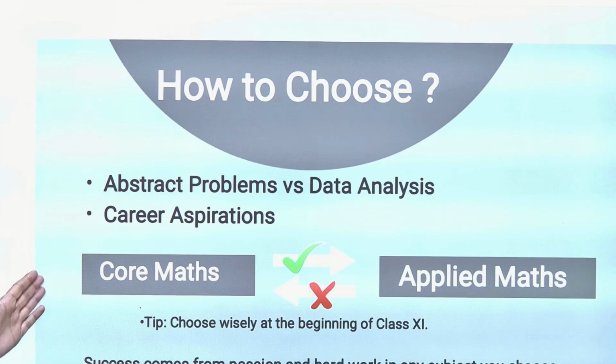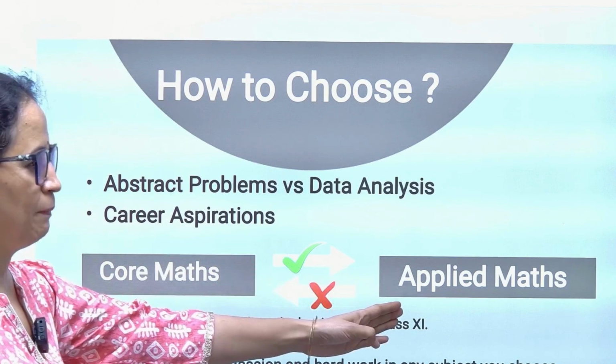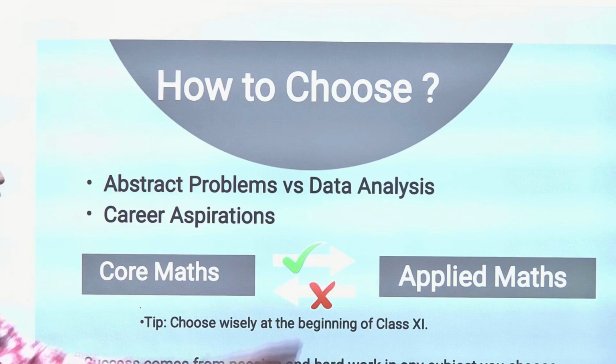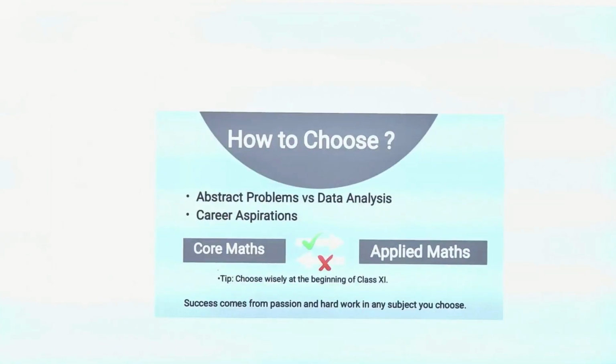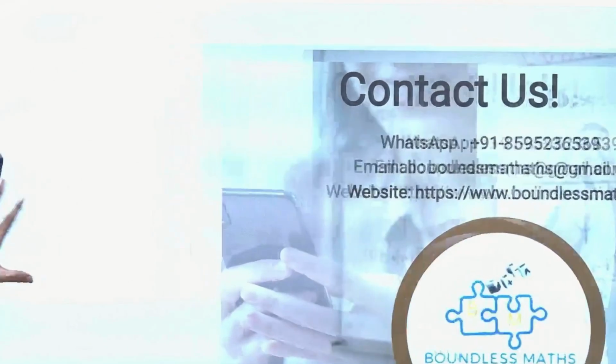So once you have chosen core maths, you can definitely go to applied maths mid session, but if you choose applied maths, you cannot come back to core maths. So choose wisely in the beginning itself so that you are able to cover your syllabus well on time, because success comes from passion and hard work in any subject you choose. It's your interest, your sincerity and hard work that is going to make you excel in whatever subject you choose out of the two, whether it is core maths or applied maths.